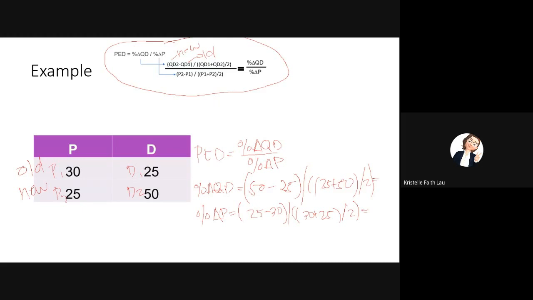Divide natin siya sa dalawang open parenthesis. 25 plus 50, close parenthesis, divide sa 2, then another close parenthesis. So the answer there is 0.67.